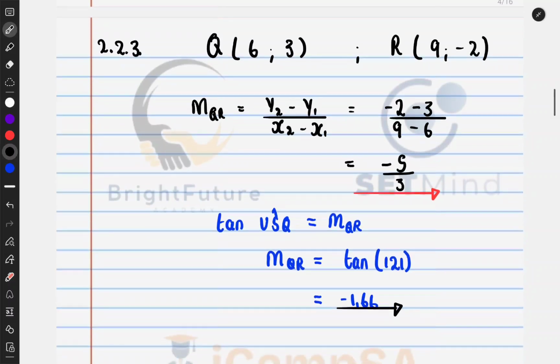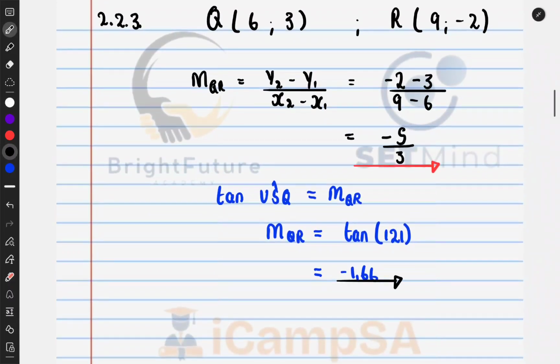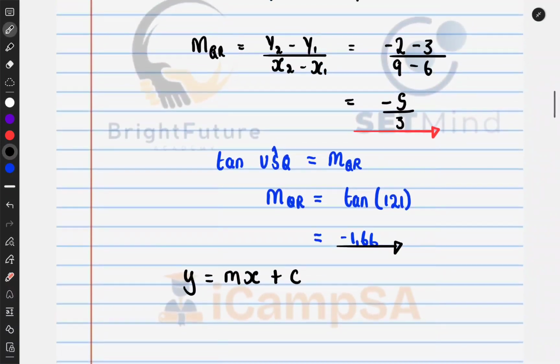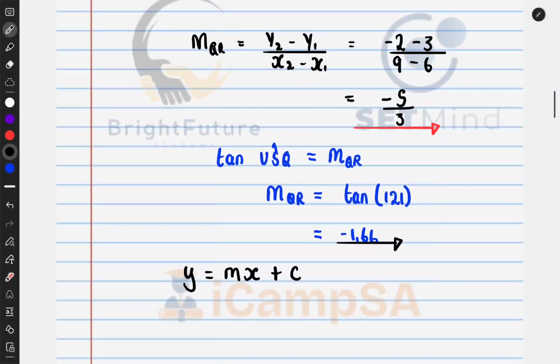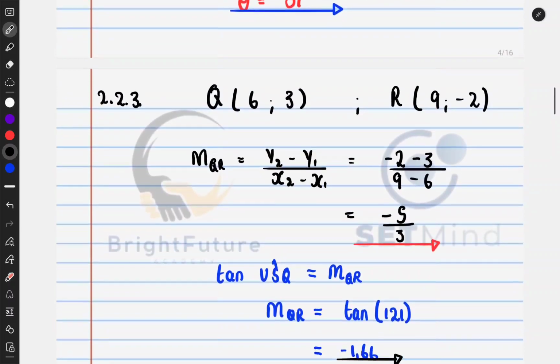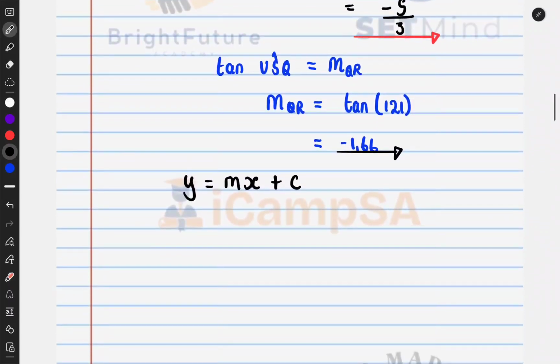And then we are not done yet. We are looking for the equation of the straight line, and the equation of the straight line is y equals mx plus c, where y and x are the coordinates, m is the gradient, and c is the y-intercept. We can take any coordinate between Q and R to find the constant c, the y-intercept. Let's take coordinate Q, which is 6 and 3.